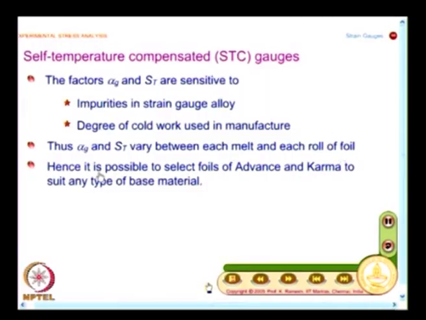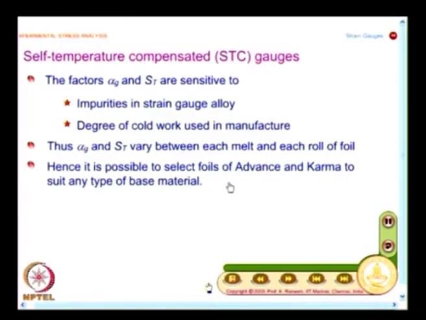So in essence, it is possible to select foils of advance and karma to suit any type of base material. We have excluded isoelastic. We have seen isoelastic is hypersensitive to temperature change. So you do not even talk of self temperature compensated gauges made of isoelastic alloy. You talk only when you use the advance or karma alloy, and there also we saw a subtle difference. Karma alloy is for larger temperature change, whereas in the case of advance alloy, the temperature limit is slightly less than what you can do in karma alloy.